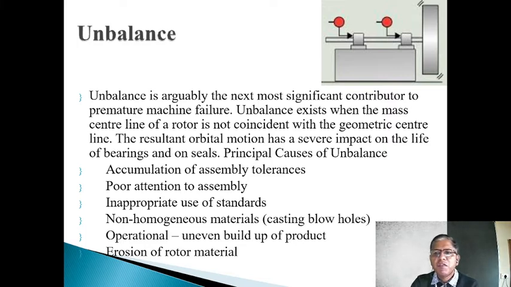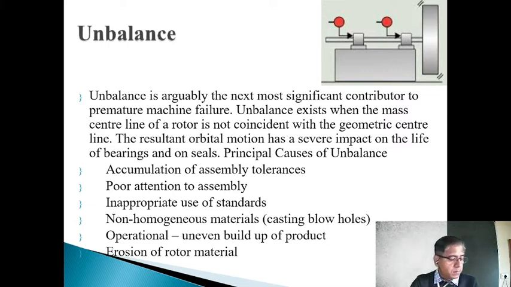The principal causes of unbalance are accumulation of assembly tolerances, poor attention to assembly, inappropriate use of standards, non-homogeneous materials. Most of the rotors are castings. These flywheels, these heavy rotors are cast, and if the distribution of material is not uniform along the center of the axis, then such rotors are unbalanced. So non-homogeneous materials and casting blowholes are principal causes of rotor unbalance.